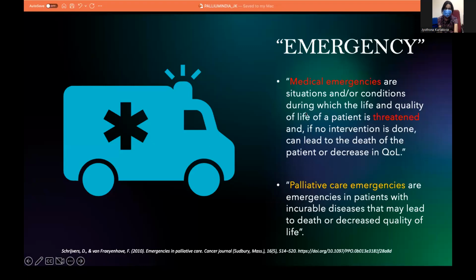As you all know, medical emergencies are situations during which a patient's life or quality of life is threatened, and if no intervention is done, it can lead to the death of the patient or a decrease in quality of life. Meanwhile, palliative care emergencies are those medical emergencies that occur in patients with incurable diseases that may lead to death or decreased quality of life.